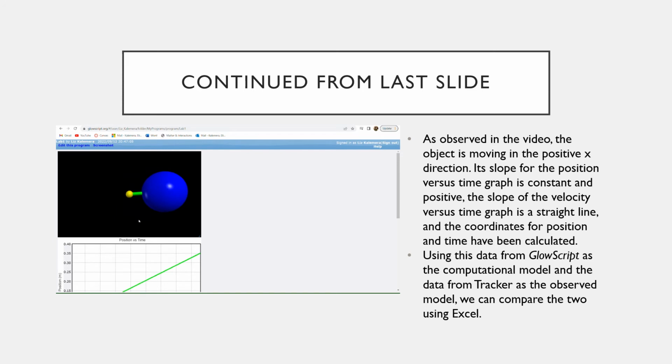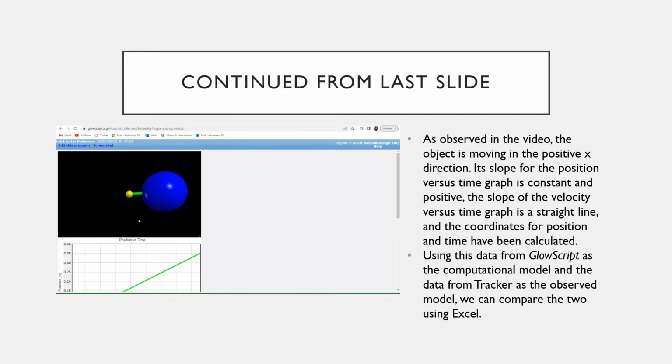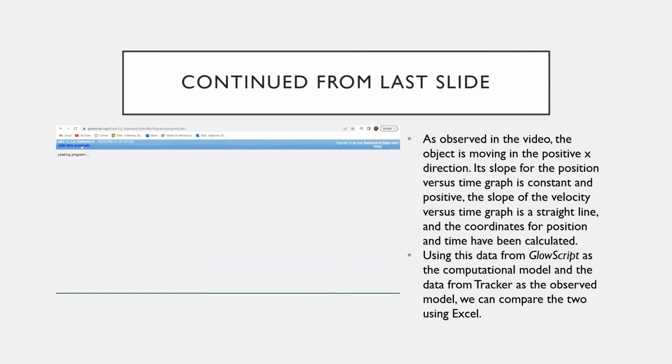As observed in the video, the object is moving in the positive x direction. Its slope for the position versus time graph is constant and positive. The slope of the velocity versus time graph is a straight line, and the coordinates for position and time have been calculated and are at the bottom of the page. Using this data from GlowScript as the computational or predicted model and the data from Tracker as the observed model, we can compare the two using Excel.